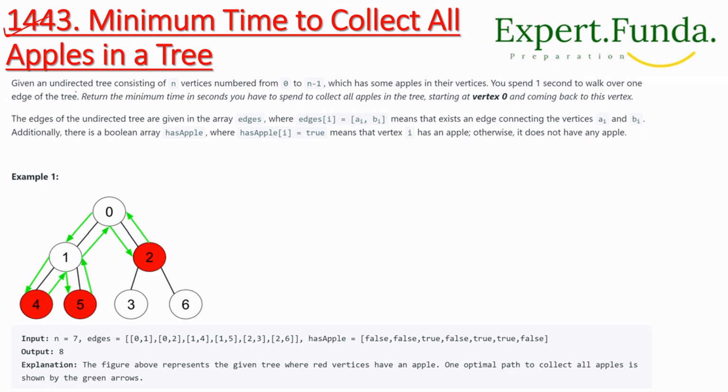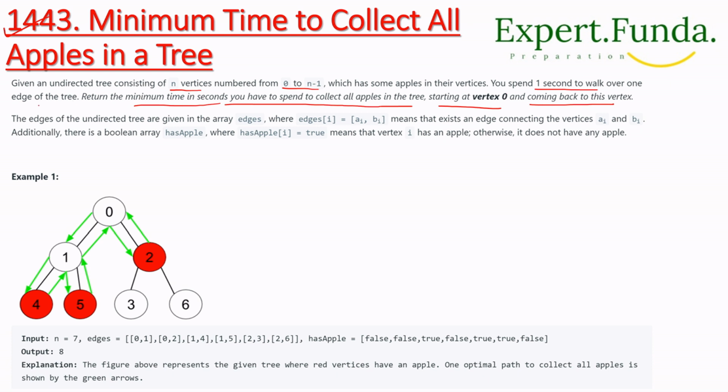The statement is saying: given an undirected tree consisting of n vertices, numbered from 0 to n minus 1, which has some apples in their vertices. You spend 1 second to walk over one edge of the tree, and return the minimum number of seconds you have to spend to collect all the apples in the tree, starting from vertex 0 and coming back to this vertex. Means you have to use DFS like that.